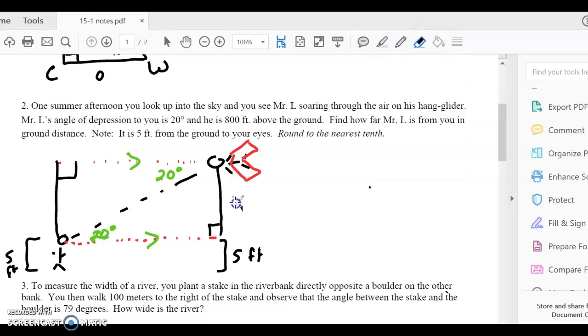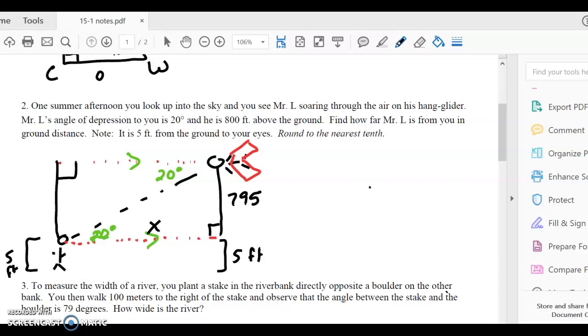I misspoke. Reread the problem. We actually want to know the ground distance, which happens to be right here. That's x. And they told us the height was 800, so we know this is 795 feet.